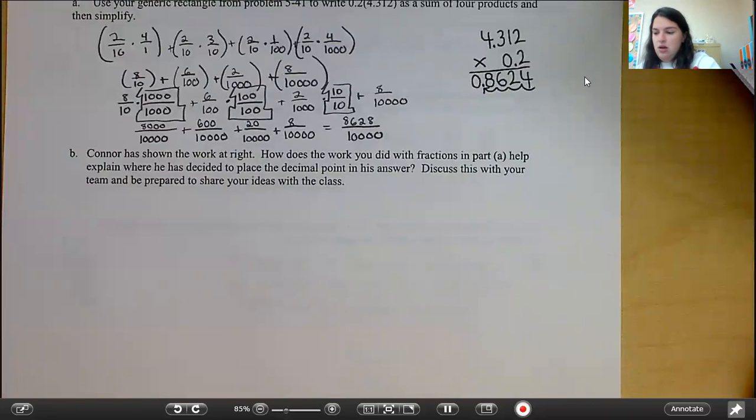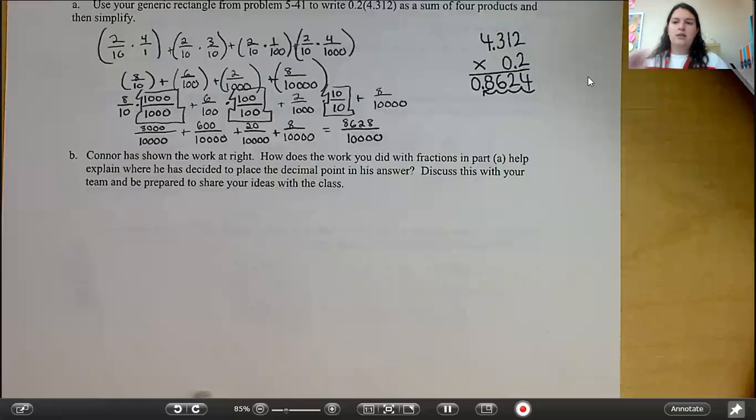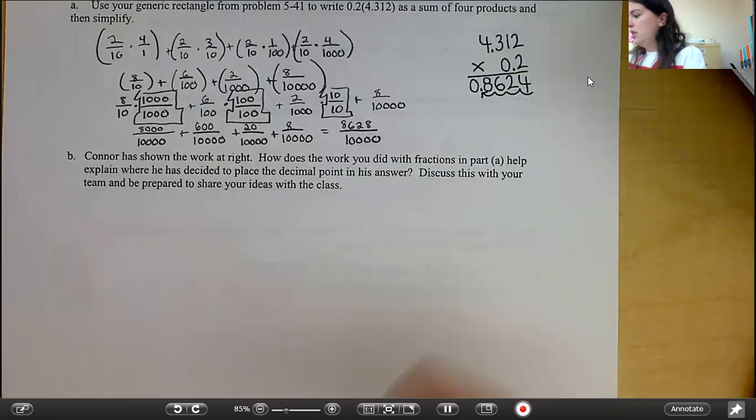B says, Connor has shown the work at right. How does the work you did with fractions in part A help explain where he has decided to place the decimal point in his answer? Discuss this with your team and be prepared to share your ideas with the class. So go ahead and pause the video and answer part B. Okay, so hopefully by now you have answered part B. So we're going to take a look here.